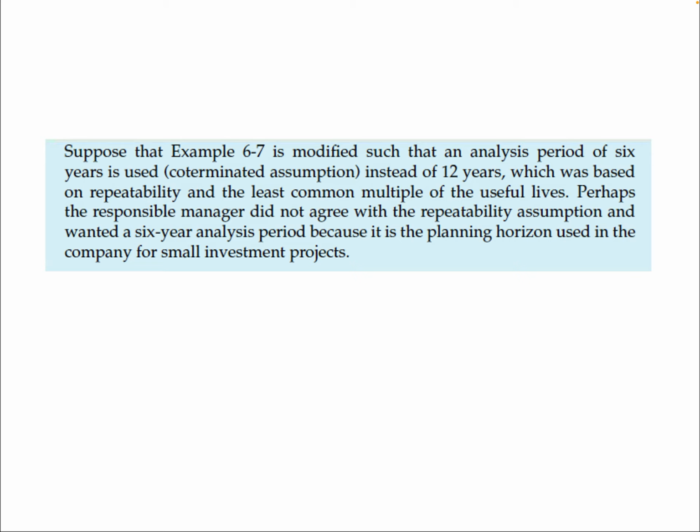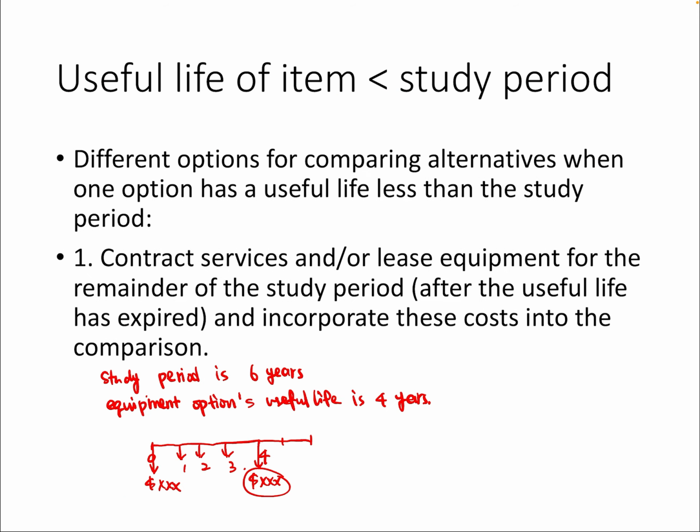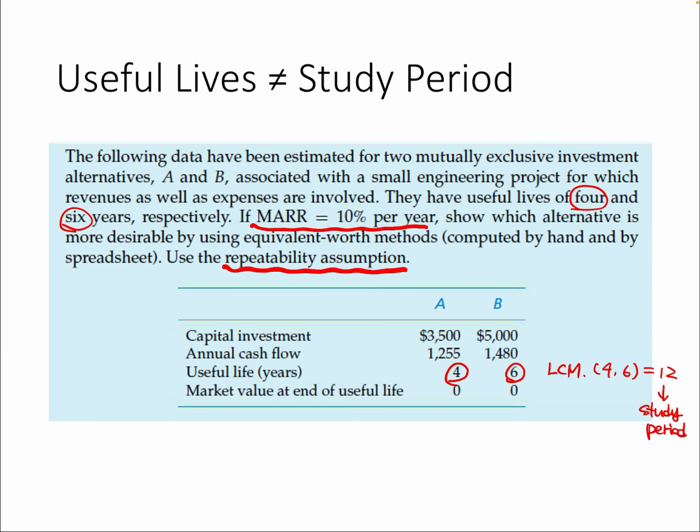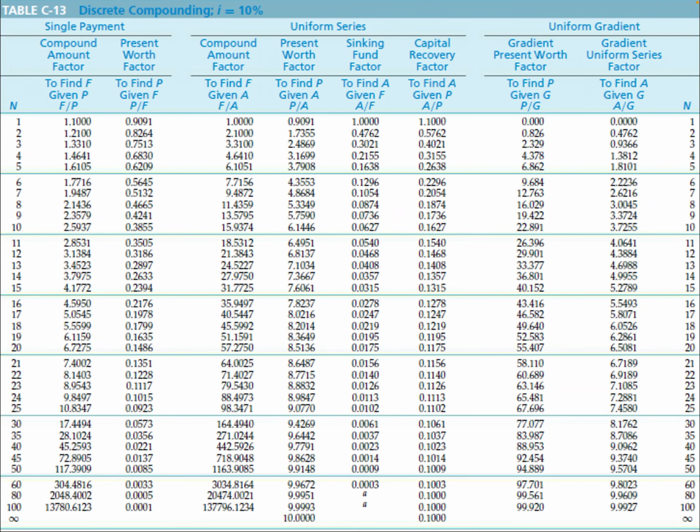And now let's take a look at the same example of the 4 year and 6 year projects we just solved. Okay, so the same thing. Let's go back to check that example. So here we have two options, A and B, and the useful lives are 4 and 6. Okay, and we decided to use 12 years as a study period so that it's a common multiple of 4 and 6.